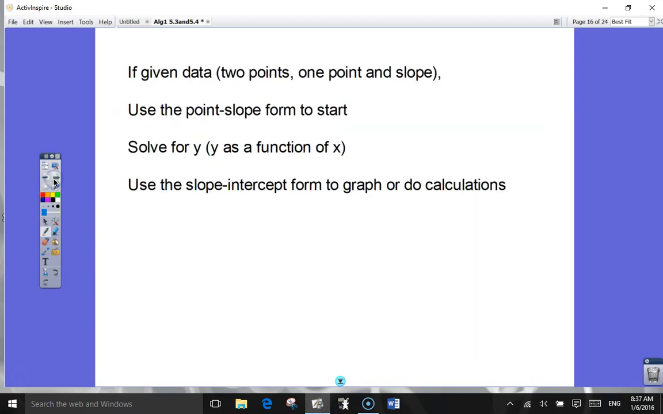So if you're given data, 2 points or 1 point and the slope, then you could use the point slope form to start out, right? That's a good place to just plug it in and get started. You could use slope intercept if you want, like we did in the homework last night. If you put it into point slope form, then you do have to solve for y. You want to have y as a function of x. So you can plug in on the right, calculate on the left. And then use the slope intercept form to do the calculations or graph it. Because again, the calculator's looking for that y equals. But point slope form is useful because it's a good place to start.